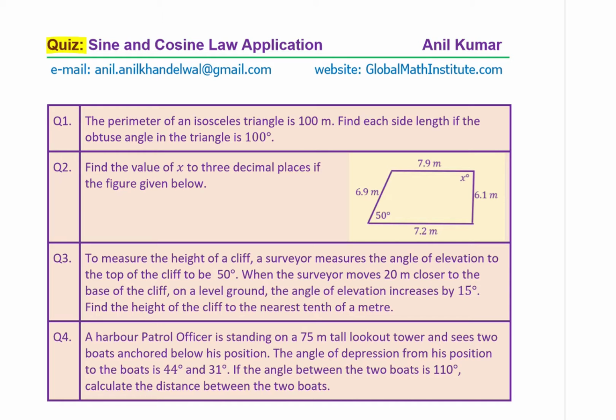Question number one here is, the perimeter of an isosceles triangle is 100 meters. Find each side if the obtuse angle in the triangle is 100 degrees. First step should be to sketch the figure for the given question and then work out the solution.